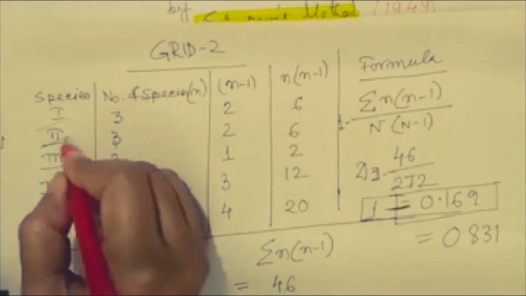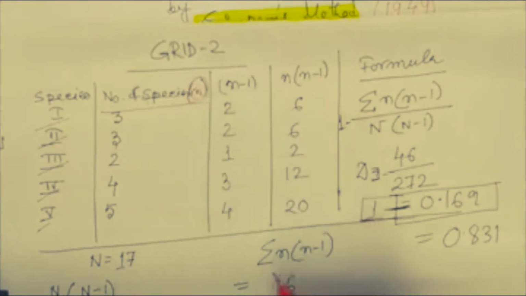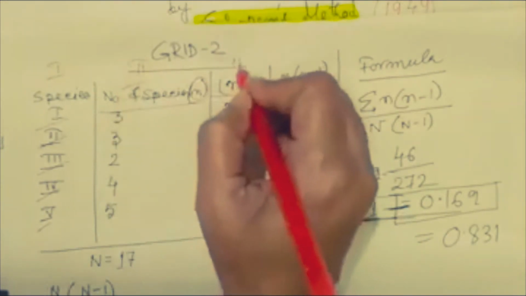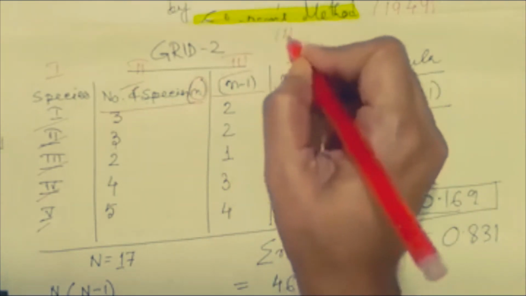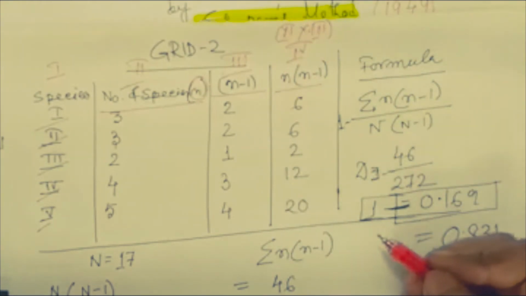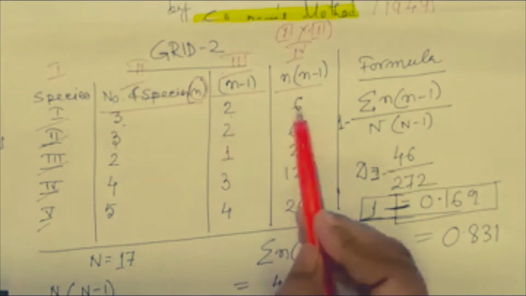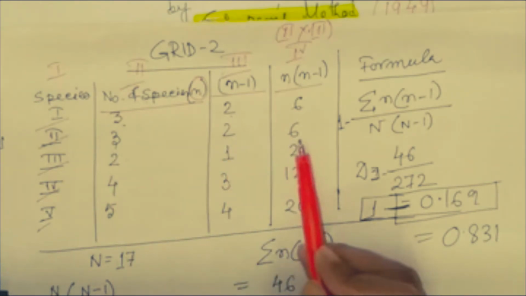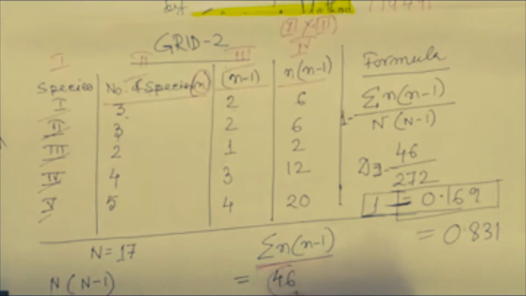Those are the spaces 1, 2, 3, 4, and 5. These are the number of spaces denoted by the small a. This is column number 1, column number 2, and the third column is n minus 1, and the fourth column is just the multiplication of column number 2 and column number 3. Then n into n minus 1 equals 6, and so on, and then add all these things, make a summation, and you can get the result.